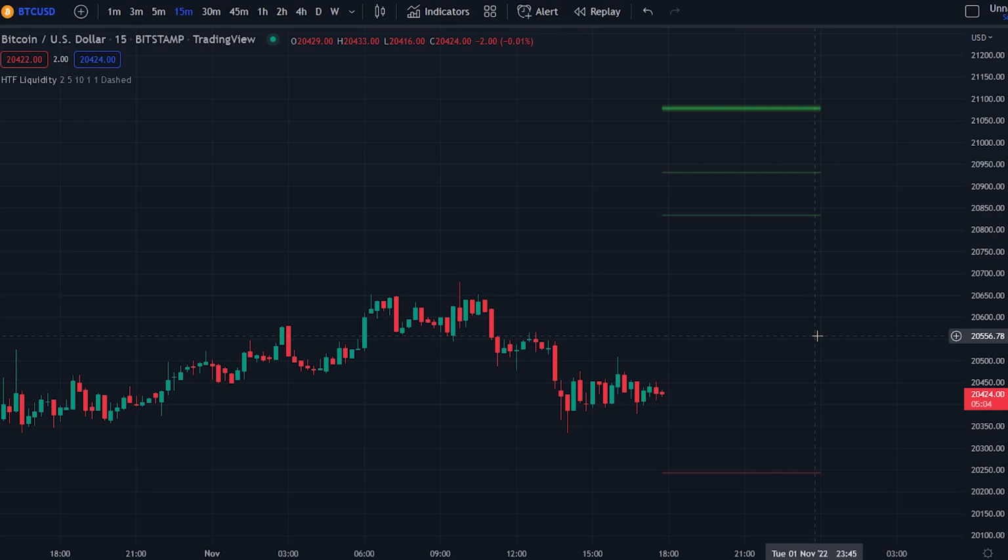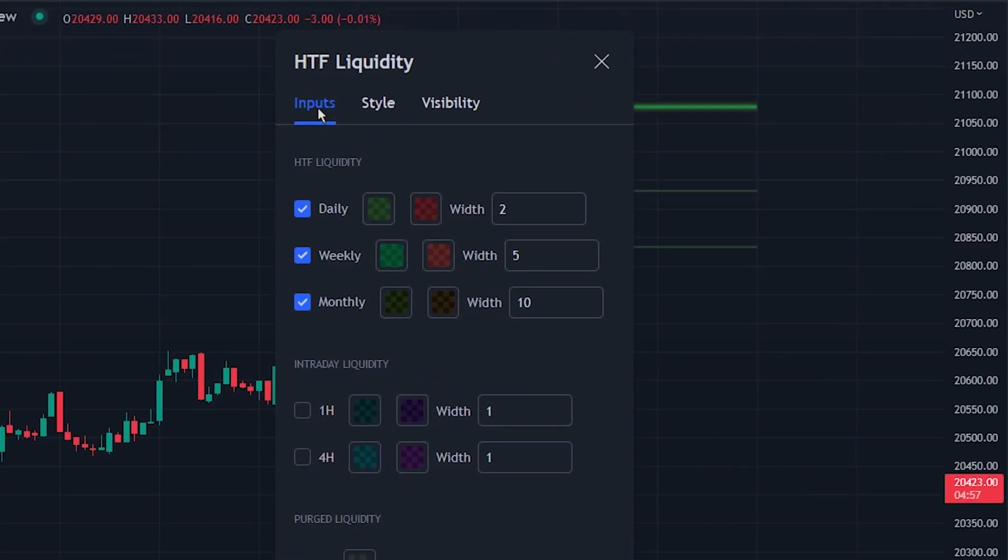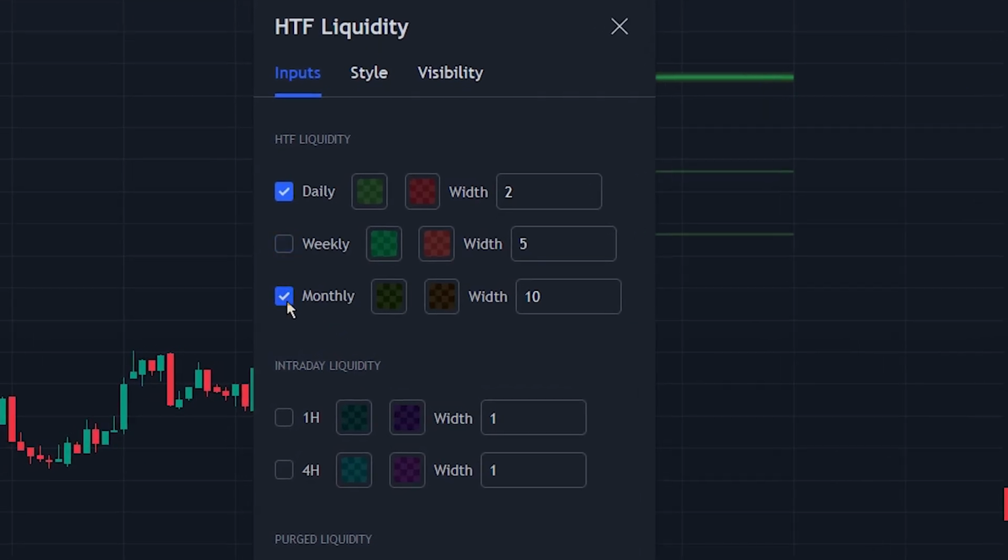Let's configure the indicator settings. Head over to the indicator settings and navigate to the Inputs tab. Here you can see that liquidity for different timeframes is shown on the chart. Since most traders are either intraday or day traders, we will uncheck the weekly and monthly checkboxes. Lastly, we will check the 4-hour liquidity checkbox since we will be trading on the 15-minute chart for this showcase.